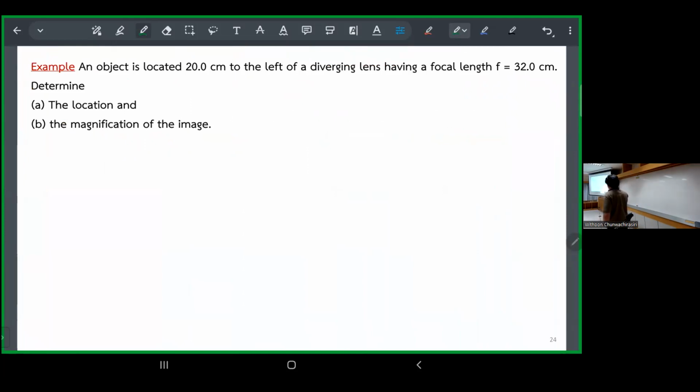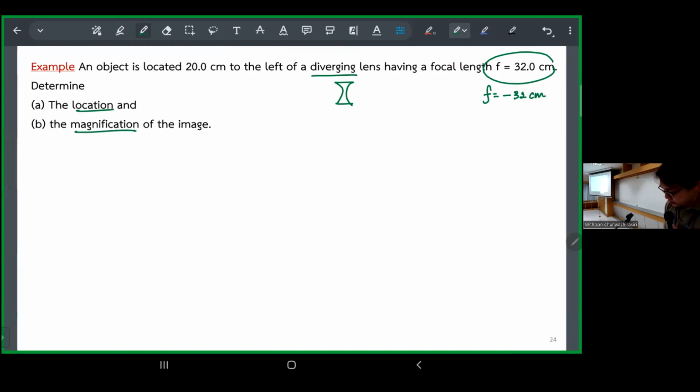An object is located at 20 centimeters to the left of a diverging lens. Very cool. It's a diverging lens. So your focal length is given here. In your head, it's supposed to be negative 32 centimeters. You guys with me? Because it's a diverging lens, light is supposed to diverge, so they are going to cross on the back. Everything is virtual, it's negative. Find the location and magnification of the image.